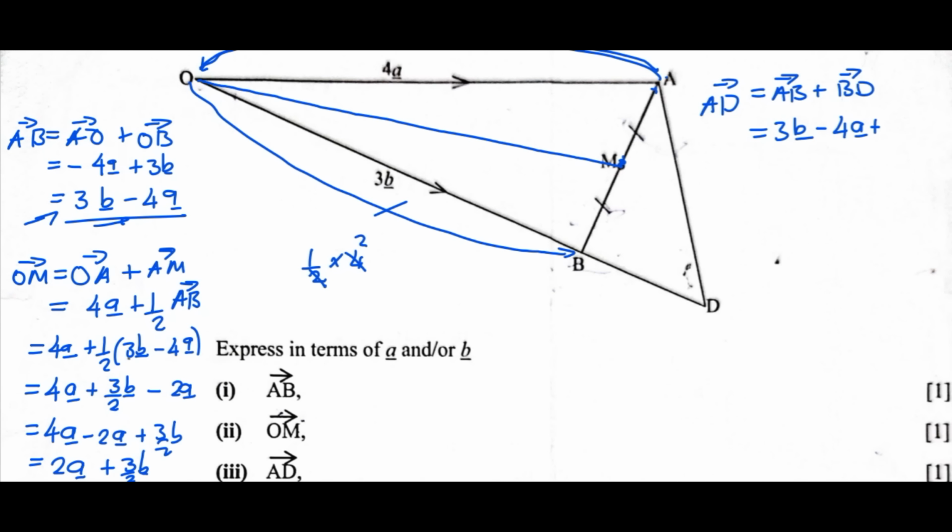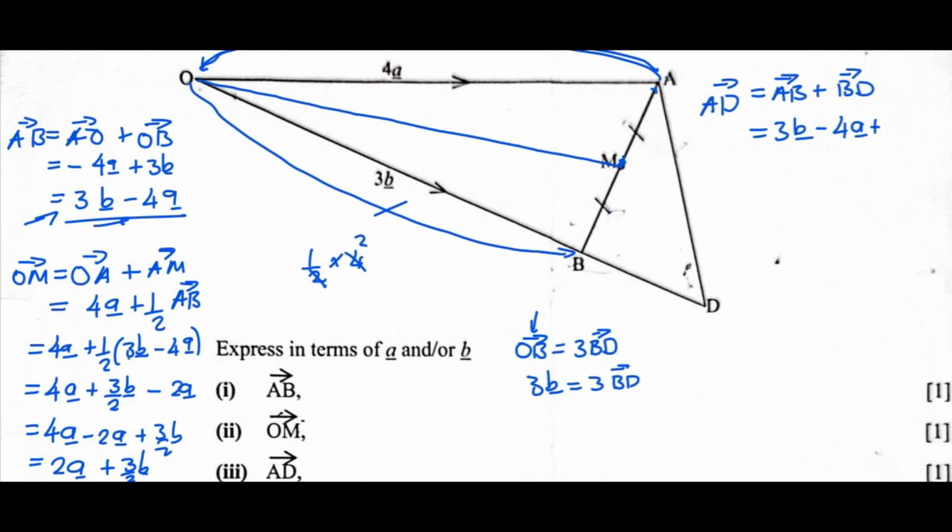So this means that there are 3 segments of BD that are making OB. We know that the concept is OB is equal to 3BD. So let's put the vector for OB. What is the vector for OB? OB is 3B, which is equal to 3BD.